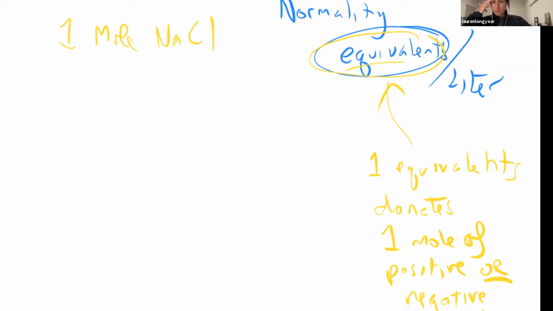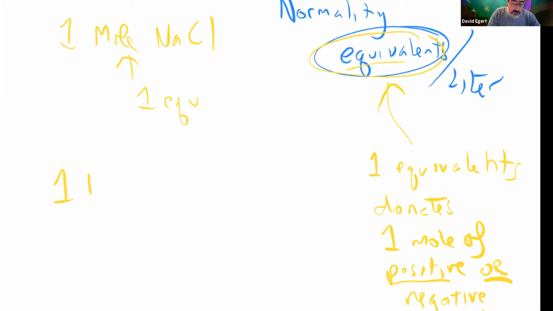So you get 2 moles of total charges, but how much of either positive or negative? 1. So again, when you talk about equivalence, it's one or the other. You don't put them together. So 1 mole of NaCl is 1 equivalent.